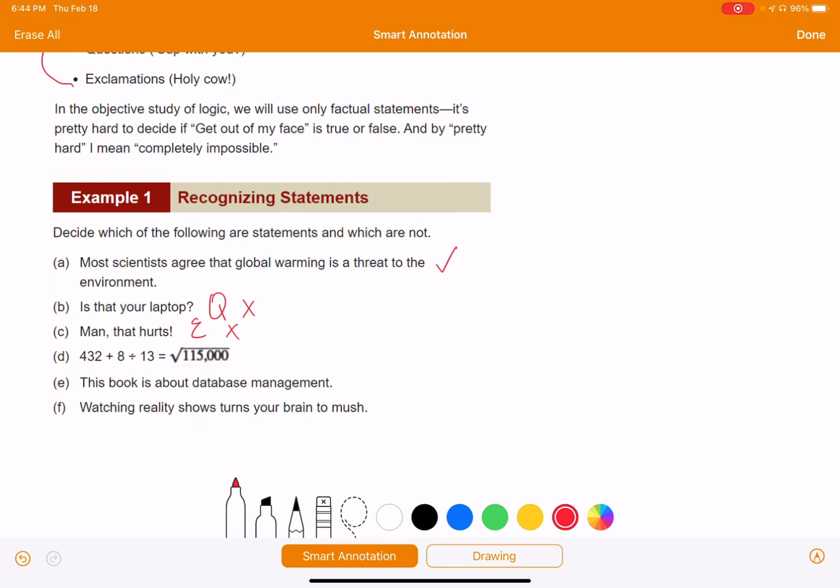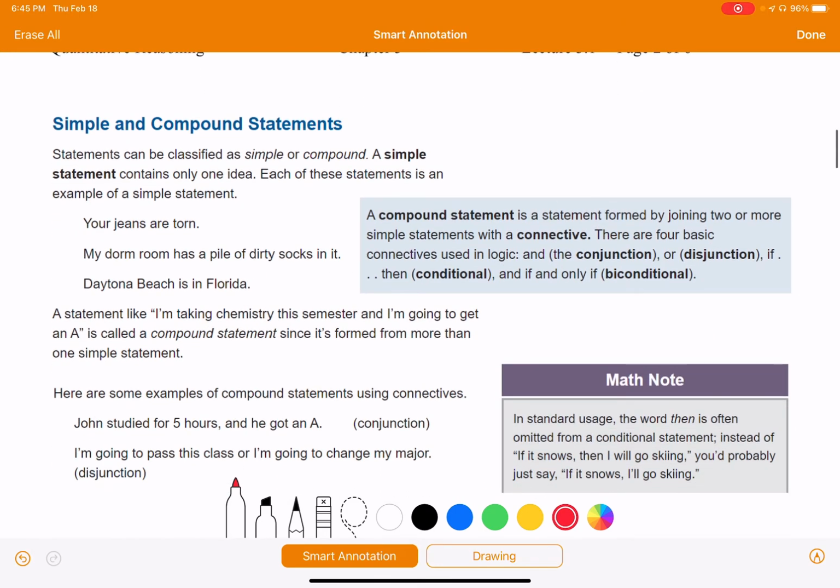432 plus 8 divided by 13 equals the square root of 115,000. We can determine if that's true or false, so that is a statement. This book is about database management. This can be determined to be true or false, so it is a statement. Watching reality shows turns your brain to mush. That is an opinion, so it is not a statement that we can determine true or false. We cannot determine it true or false. Just an opinion.